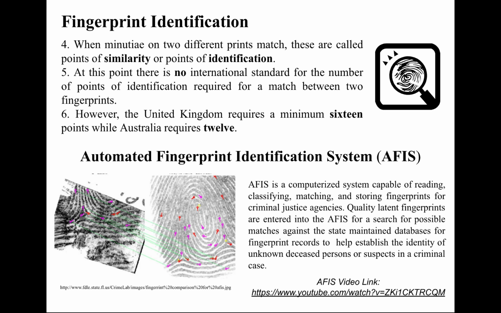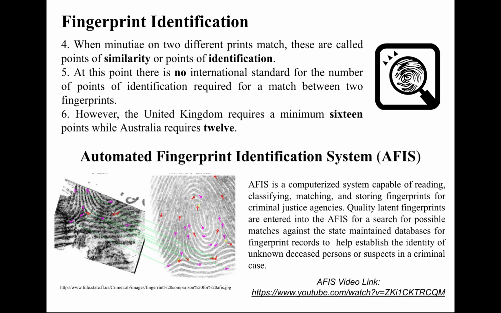So when minutiae on two different prints match, these are called points of similarity or points of identification. And at this point, there's no international standard for the number of points of identification required to make a match between two fingerprints. But as an example, the United Kingdom requires a minimum of 16 points, and Australia requires 12.